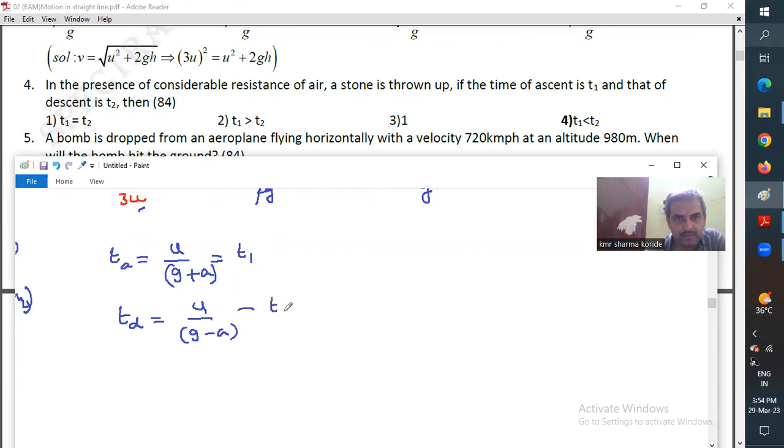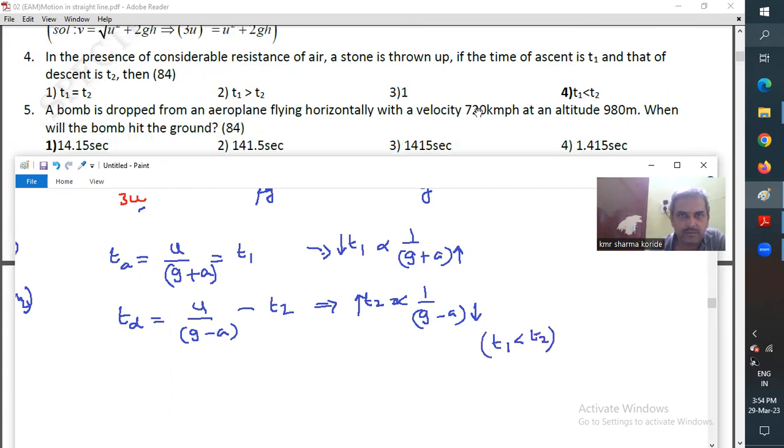So this is T2. Since the quantity g minus a is less than g plus a, therefore in the first case T1 is inversely proportional to g plus a, but it is more. If this is more, T1 will be less. So for T2, inversely proportional to g minus a, but g minus a is less, so T2 will be more. Here T1 will be less. So the answer should be T1 less than T2, fourth option.